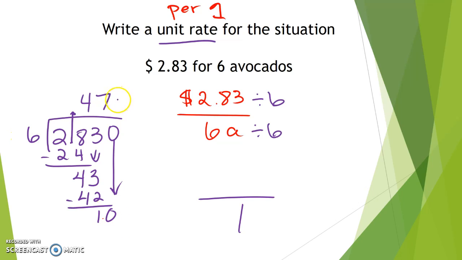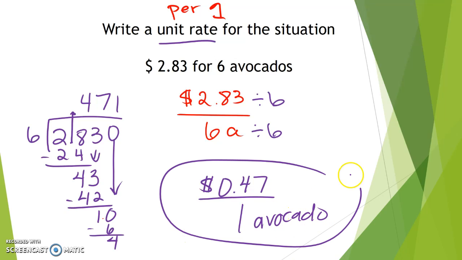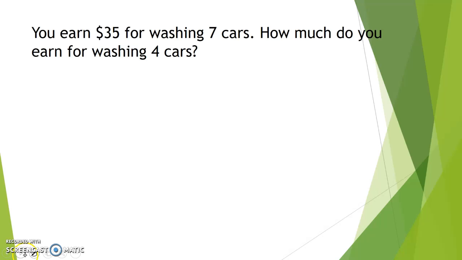6 goes into 10, just 1 time. Again, we still have a remainder. But since we're talking about money, I wanted to go to 2 decimal places, but I had that 3rd one in there to see if I needed to round up or down. So here, for every avocado, and again, it's not exact, it's about, but for each avocado, we're paying about 47 cents per 1 avocado. And that would be your unit rate there.